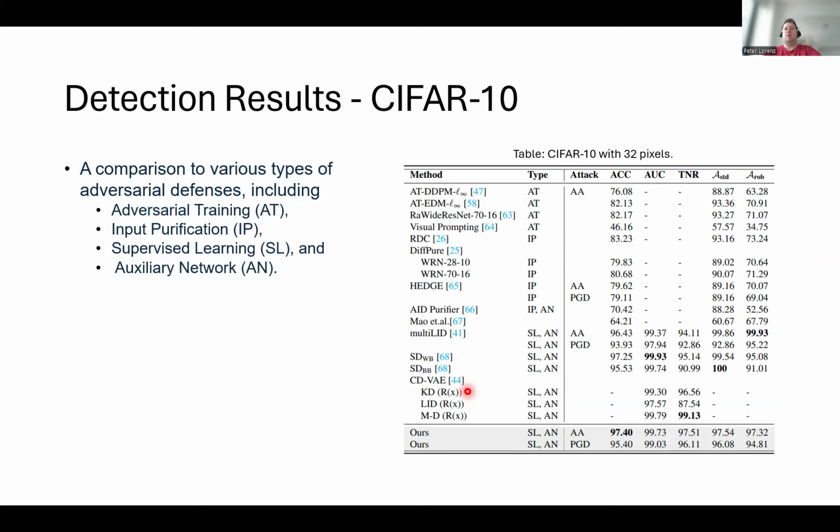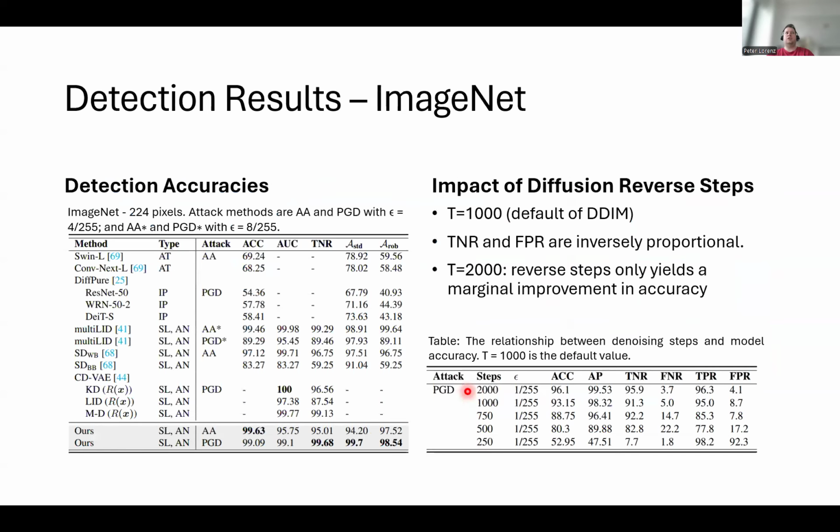Now we want to know, on higher image resolutions, if the detector becomes better or worse. CIFAR-10 is a very simple dataset. Let's switch to ImageNet, which has 1,000 classes and is more complex and has 224 pixels. And here we can see that we have gained accuracy over 99% on both attack methods. And this is really an improvement.